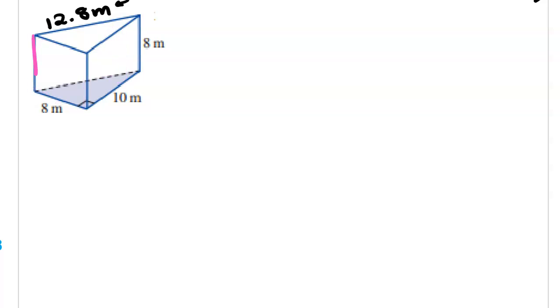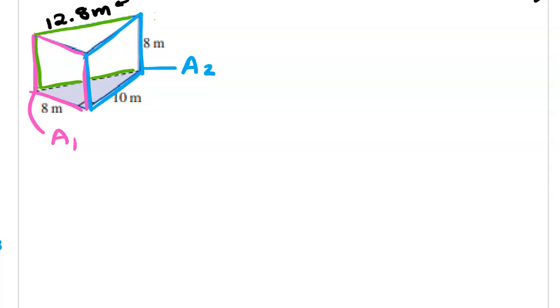So we've got this rectangle, and let's call this area 1. We've got this rectangle, and let's call this area 2. And then we have the sneaky rectangle that's trying to hide at the back, and we'll call that area 3. Our cross-sectional area we'll call area 4.